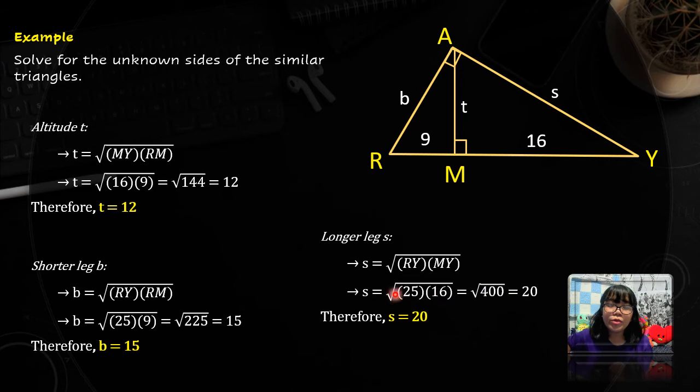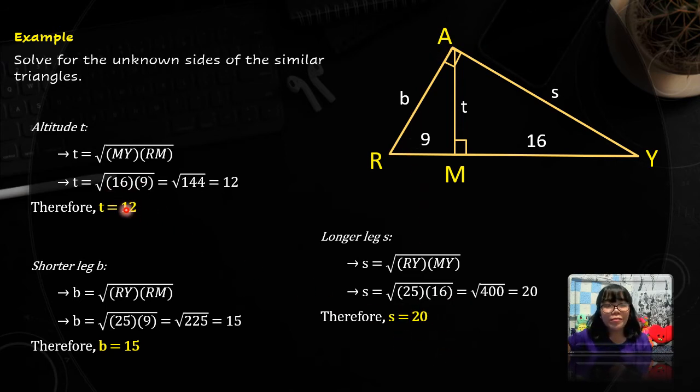Now S is equal to square root of 25 times 16. 25 is the hypotenuse, 16 is the adjacent segment. So we have 25 times 16, that is equal to 400. So the principal square root of 400 is equal to 20. So S is equal to 20. Therefore, the longer leg S of our triangle is equal to 20.